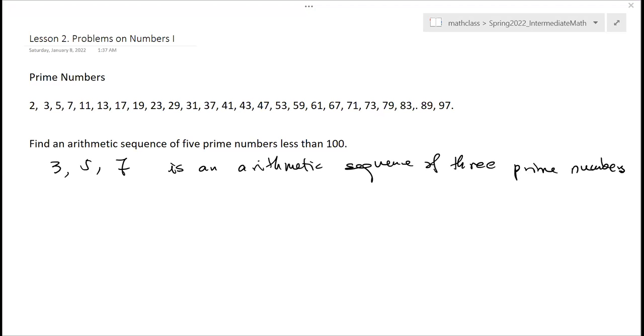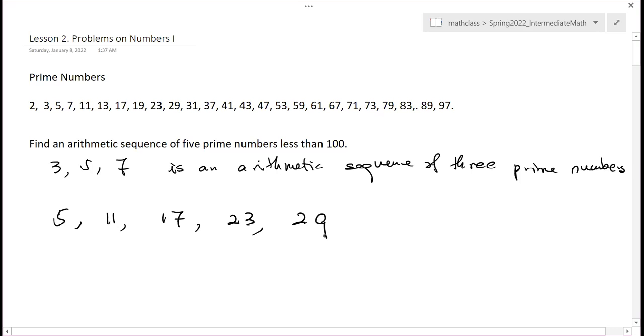So here's what I found. It begins with 5, 11. Yeah, you can skip some of them. So 11 to 17, you add 6, then add 6, you get 23, right? Then you add 6, you get 29. But then add 6, the next one will be 35, which is not a prime number. So that's it. This is an arithmetic sequence of 5 prime numbers. Great.